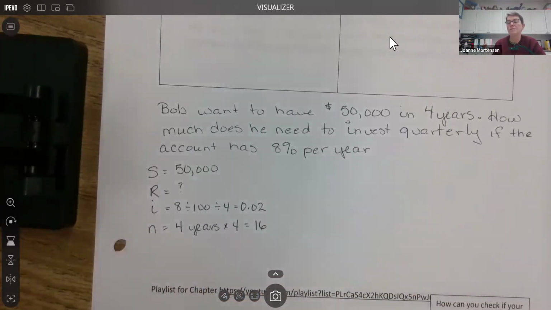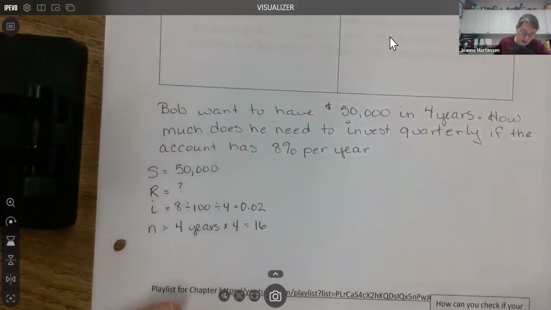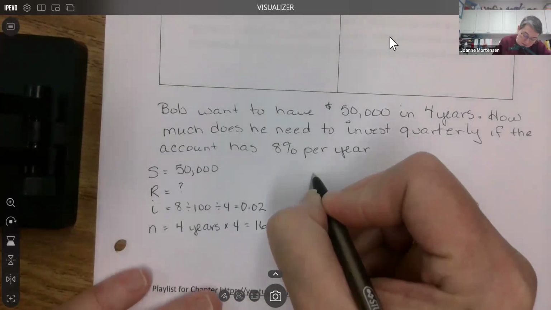Quarterly may seem like a weird payment, but maybe if you have a business, I'm thinking farming or something, things just work better if you pay it quarterly as opposed to monthly. I don't know. All right, there we go. Now let's see if we can figure out the formula.